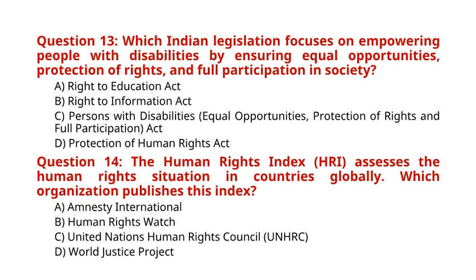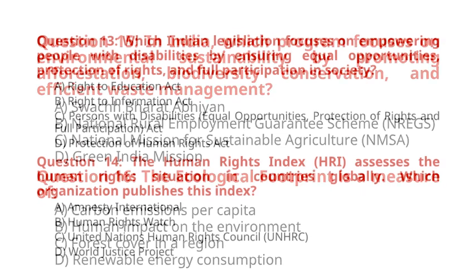Question 14. The Human Rights Index, HRI, assesses the human rights situation in countries globally. Which organization publishes this index? A. Amnesty International. B. Human Rights Watch. C. United Nations Human Rights Council, UNHRC. D. World Justice Project. The correct answer to question 14 is option D. World Justice Project.